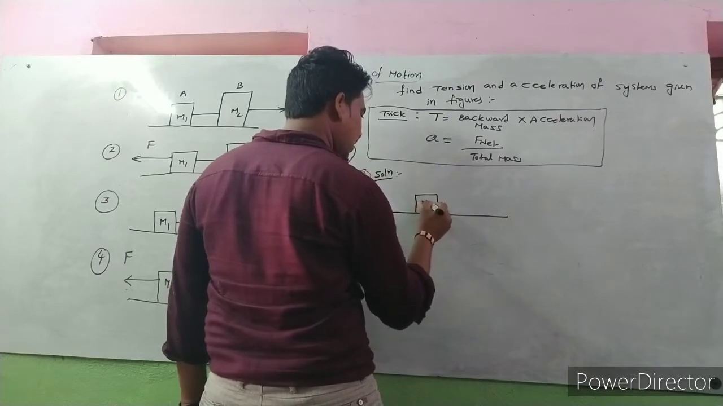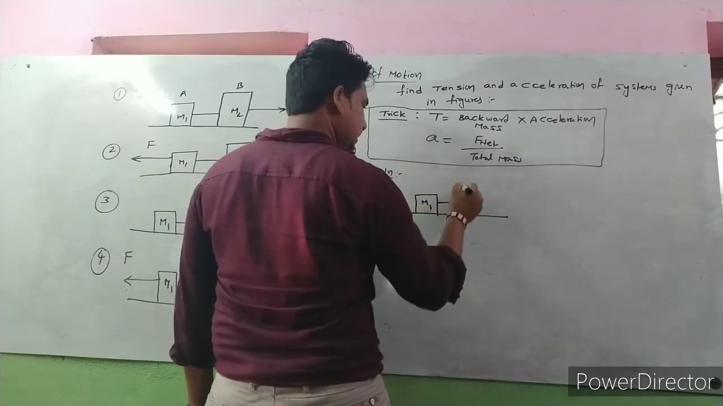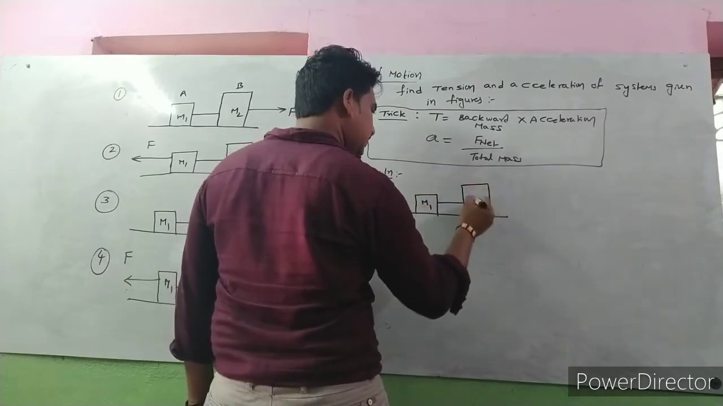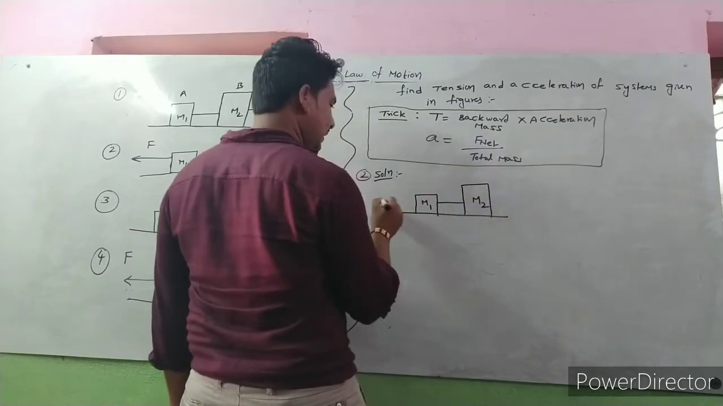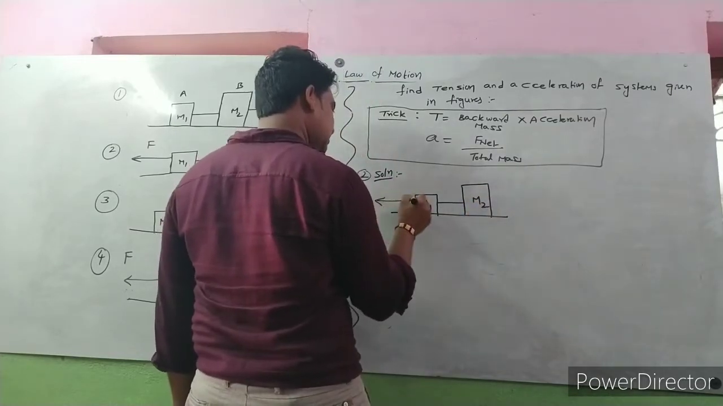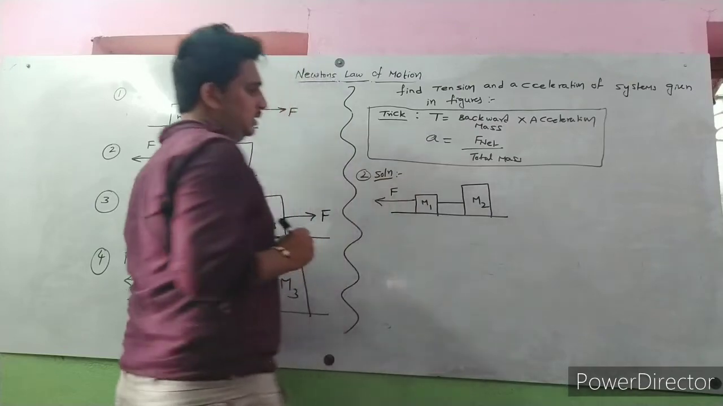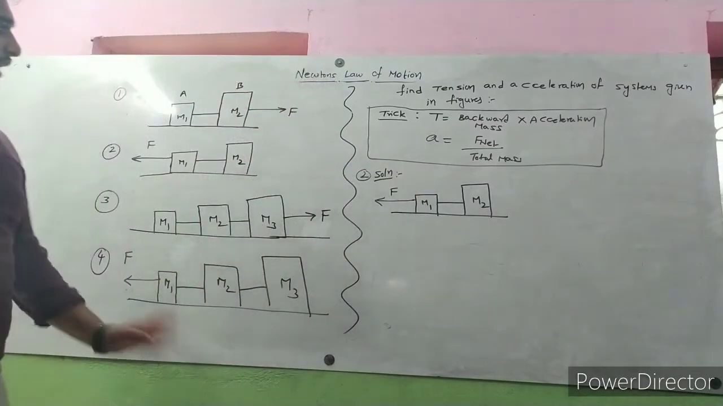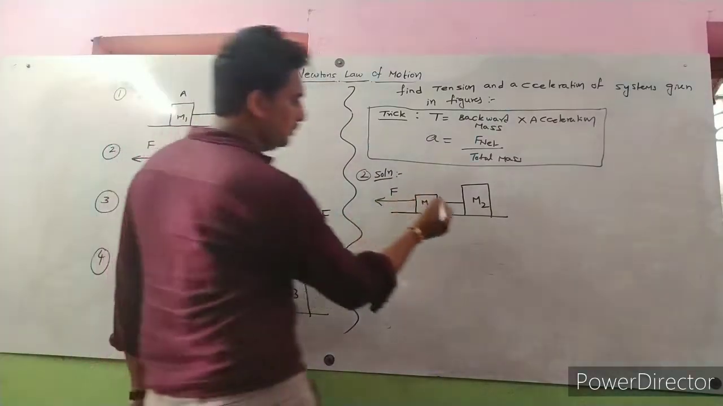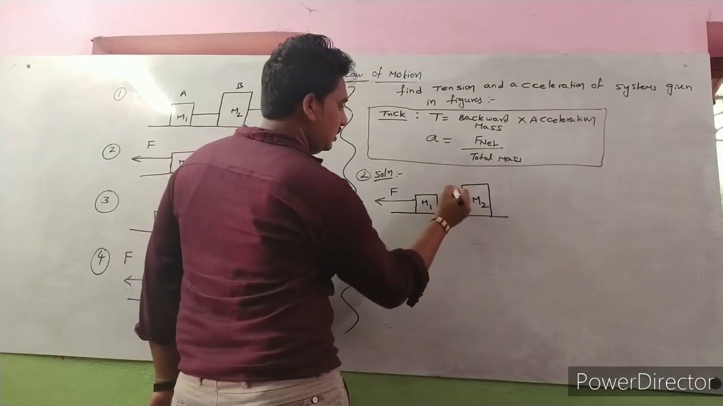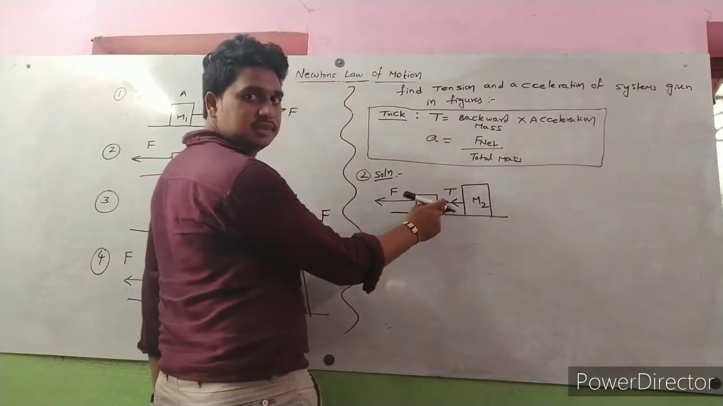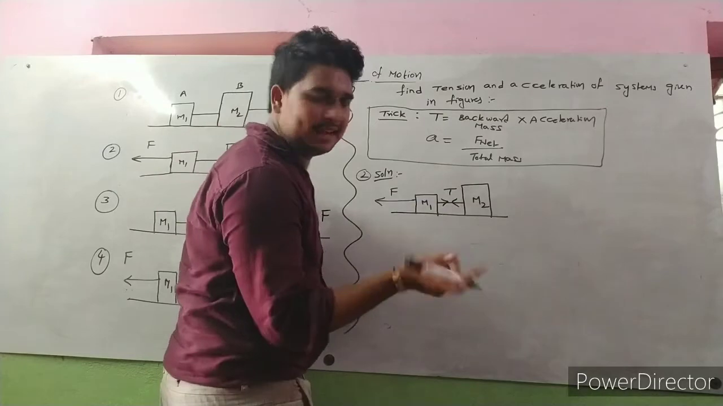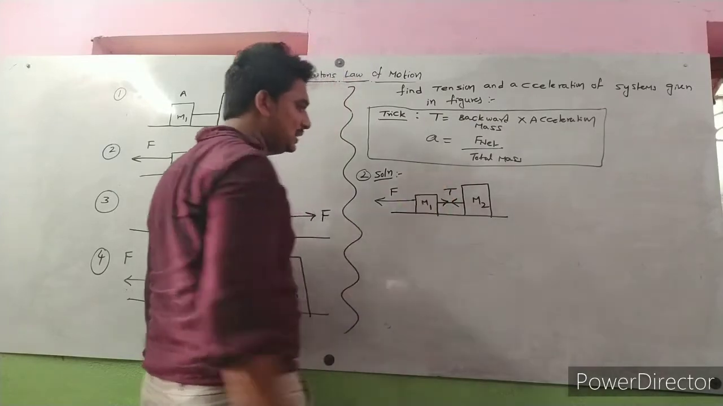This is m1. This is m2. Force is applied in this direction. The question is given. Here the string is the same, so the tension is the same. Here there is only one string, so I consider the tension as T.